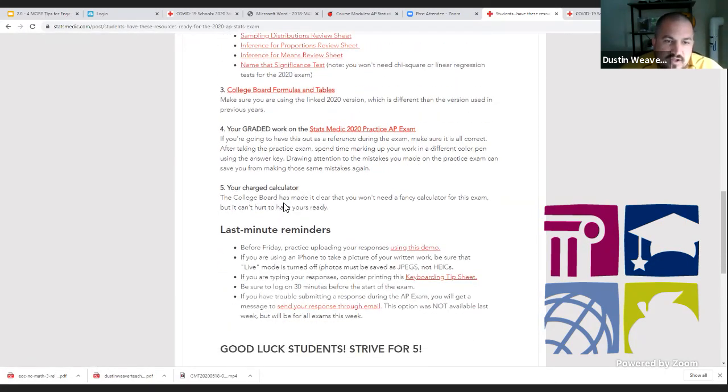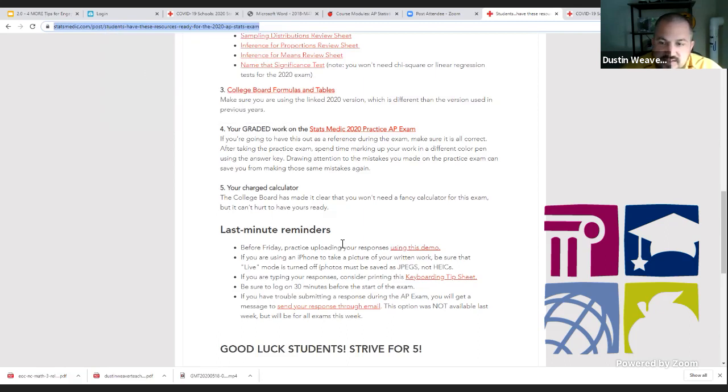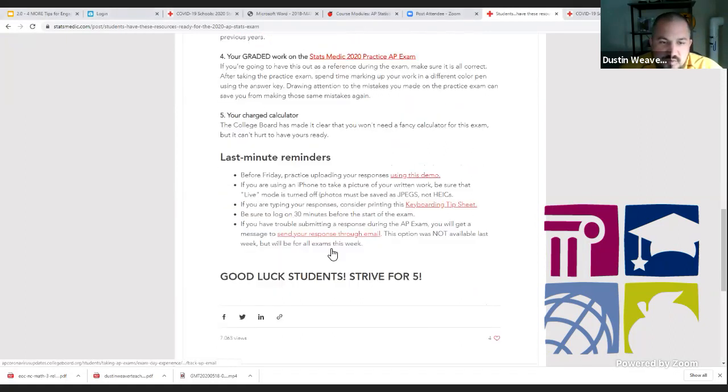And then you also want to make sure you have your calculator or you're using the calculator online. So I'm going to copy and paste this link into the chat so that you have that. And those are just things that you can have ready when you're taking the exam to give you the best possible chance. Okay, so if you want to, work on that as you go through. Remember, practice uploading your responses using the demo. So if you're going to copy and paste, then I would practice it. Remember, I've got the demo in my YouTube class.